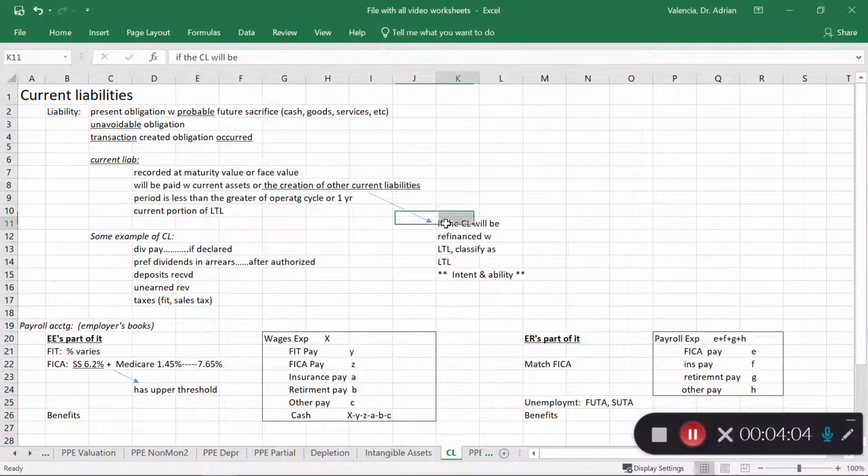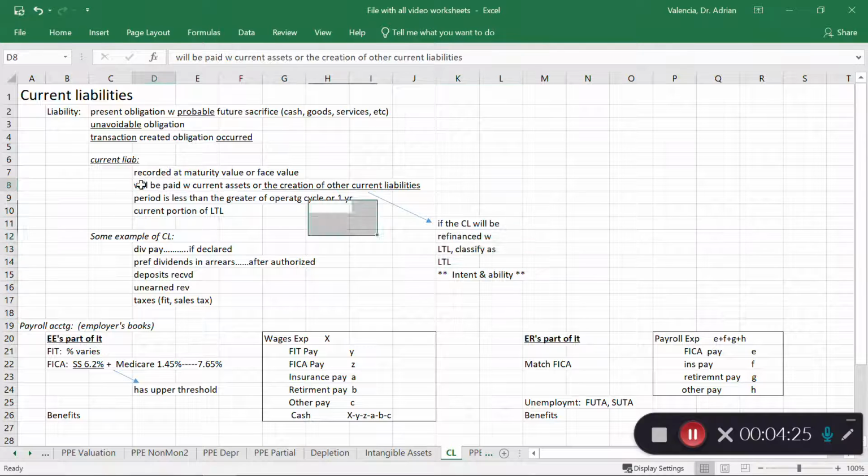So if you have a current liability in your books right now, and you're going to refinance it with a long-term liability, given that you have the intent and ability to do so, then instead of putting it on the balance sheet as a current liability, you can actually put it as a long-term liability. So that's kind of an exception there that you want to be careful with. But in general, a current liability is something that's going to be paid with current assets or the creation of another current liability. This here is an exception.